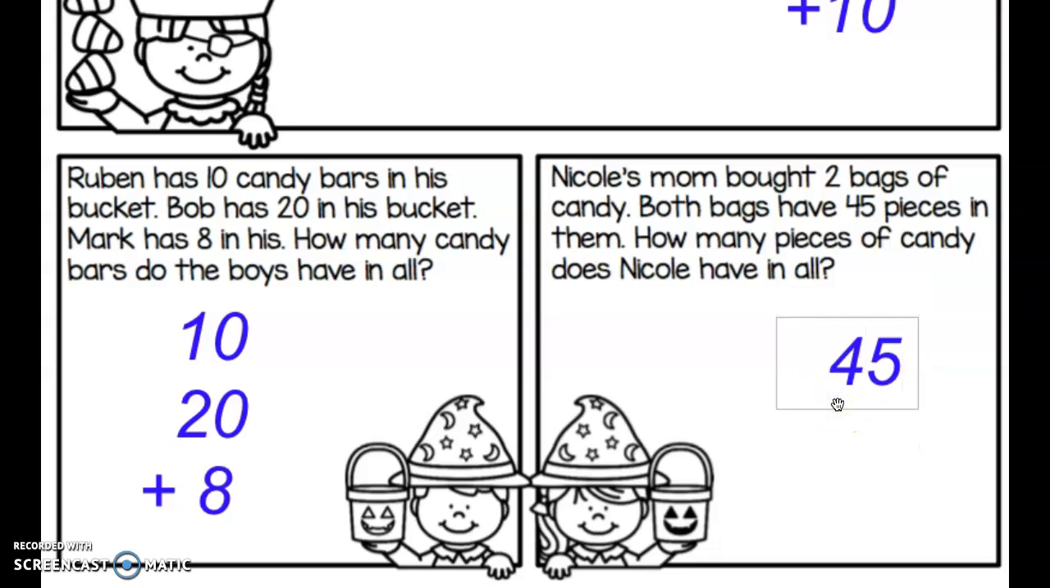So 45 plus 45. Okay. Remember, you're adding the ones first. Carry if you need to, and add the tens. Pause the video until you're finished.